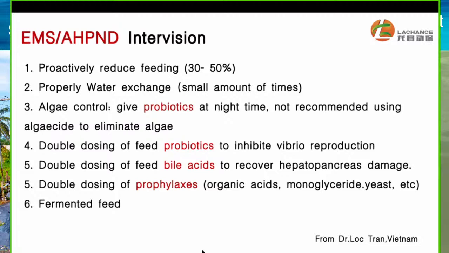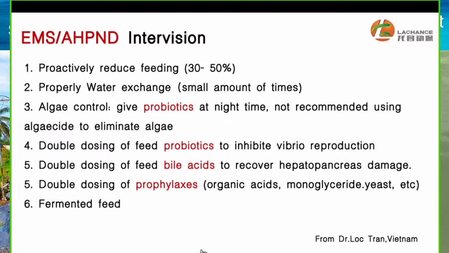The vibro will attack the shrimp. But if you do the water detection and find there are vibros in the water, but the shrimps don't get disease, that means the vibro amount is still okay for the shrimp. You just need to focus on the shrimp to improve the shrimp's immunity. Okay, so that is point 4.